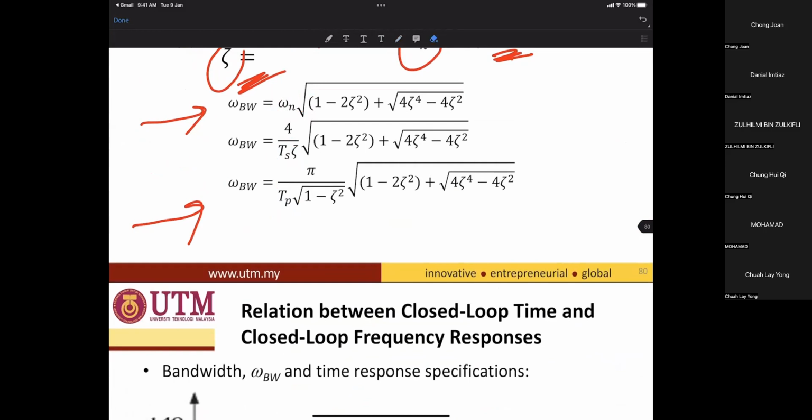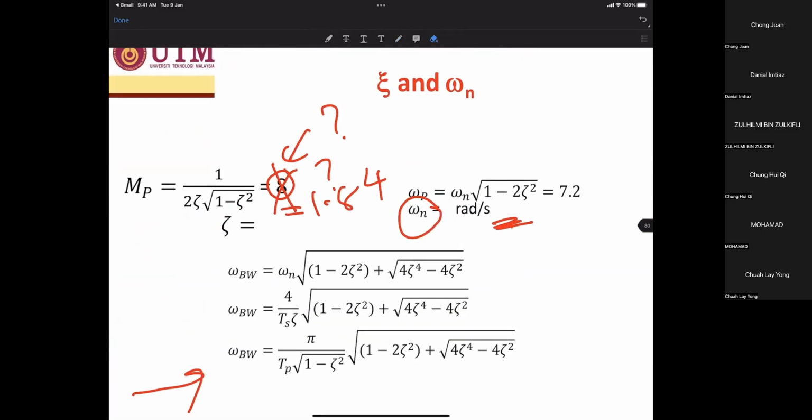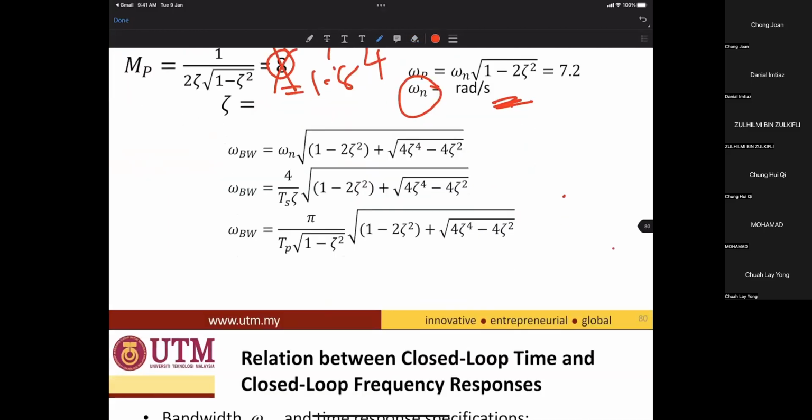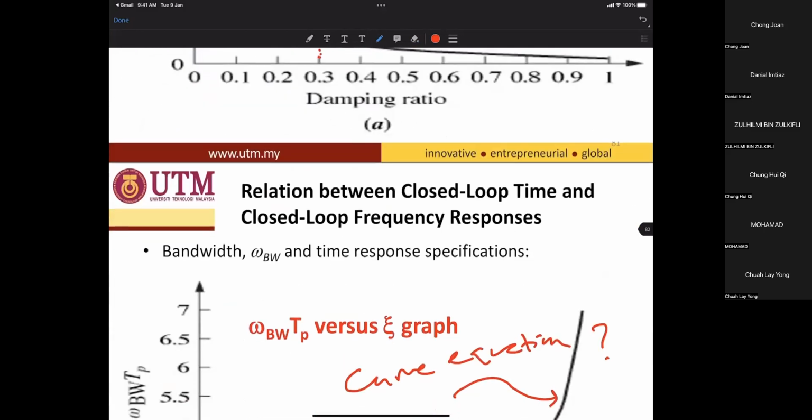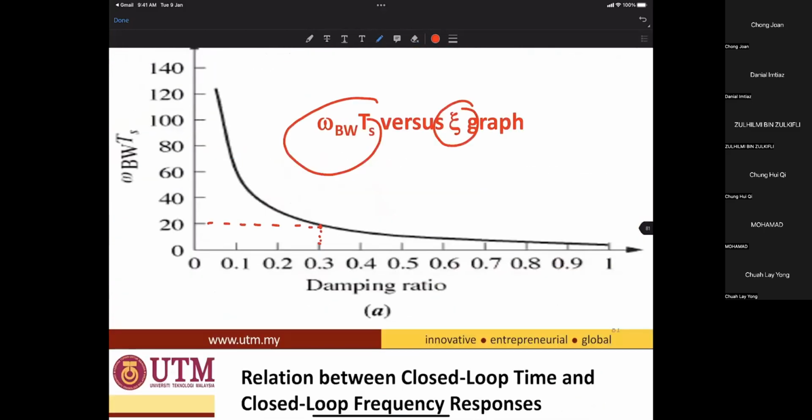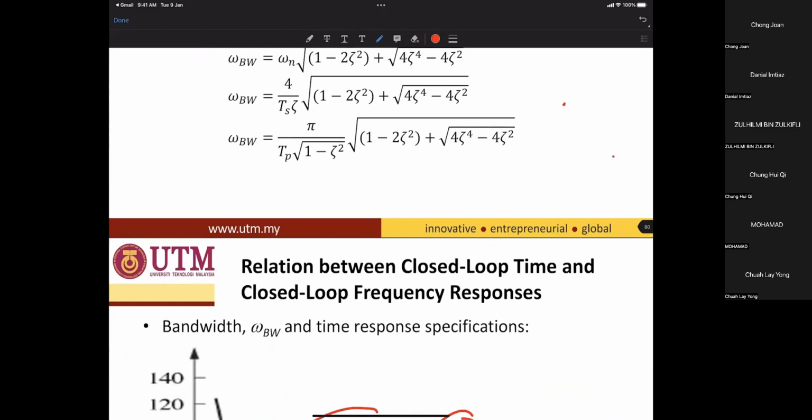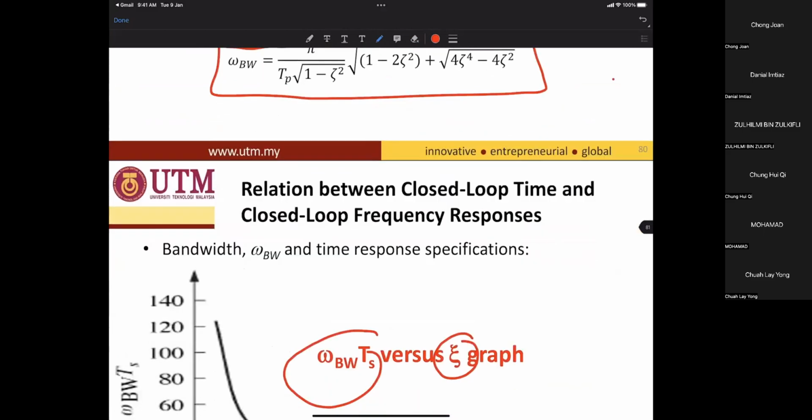Using the bandwidth equation, which is this one. Okay, this is the equation.